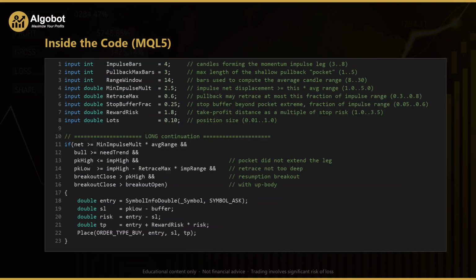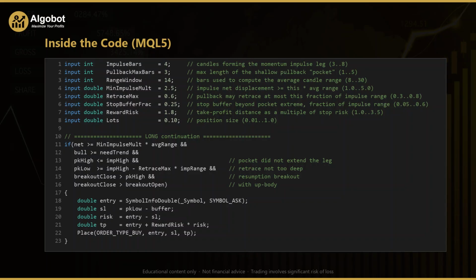At the top are the input parameters, the settings you can tune from the Inputs tab. ImpulseBars sets how many candles make up the momentum leg. Pullback Max bars caps how long the pocket can be, so raising it lets the strategy accept slightly longer rests. Range window controls how many bars feed the average range yardstick. Min-impulse multiple is the strength filter. Increase it, and you demand a more violent move before anything qualifies, which means fewer but cleaner signals.